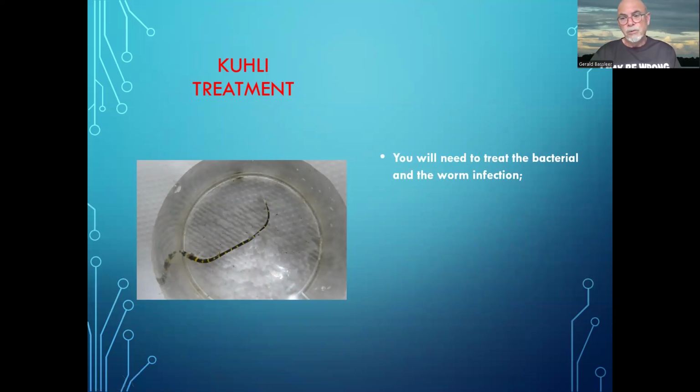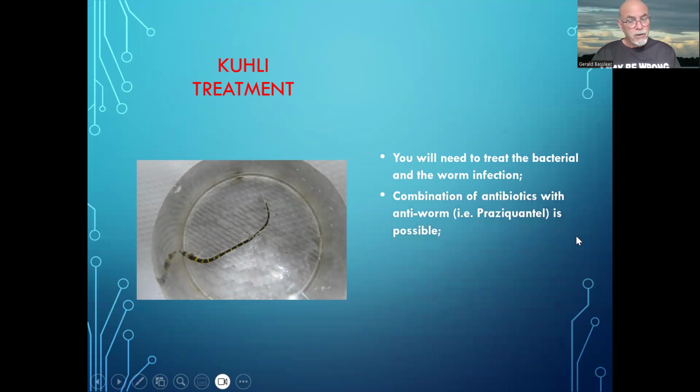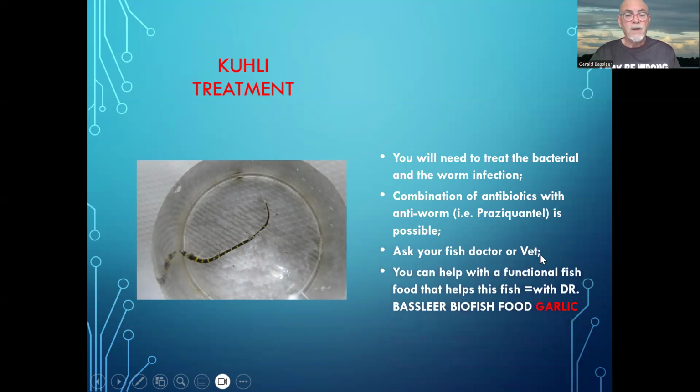So what can we do or suggest for treatment? Well, you will need to treat the bacterial infection and also the worm infection. Usually the bacterial infection is secondary, but you have to treat. The worm infection weakens the fish, so it's more vulnerable, more susceptible to get bacterial infections. So do a combination of antibiotics with an anti-worm like praziquantel. That is possible. You can ask your fish doctor or your vet for advice.